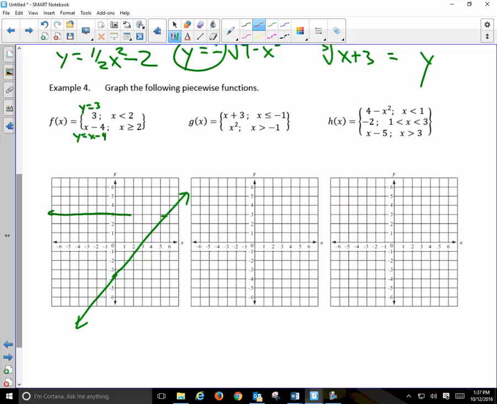Are you going to have an open or closed circle at 2, 3? Open circle at 2, 3. And then it's going to head off in that direction because you want to draw the graph of 3 for x values less than 2.